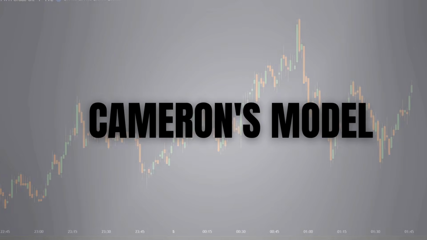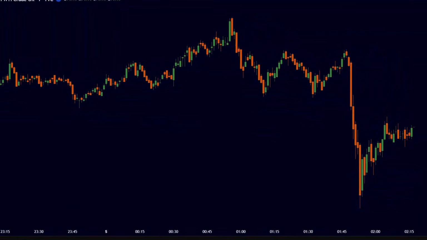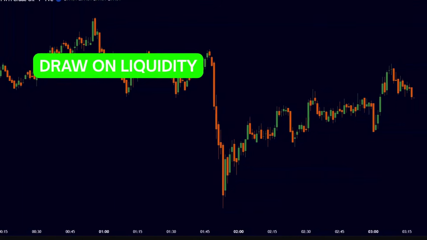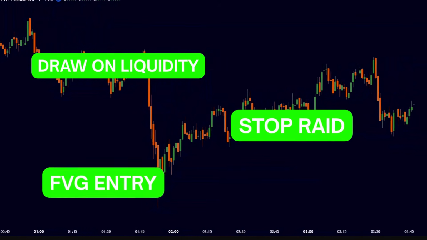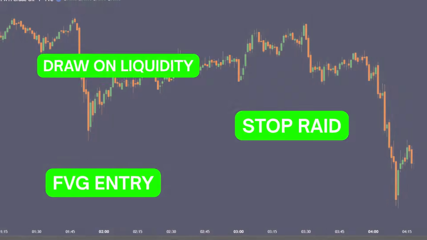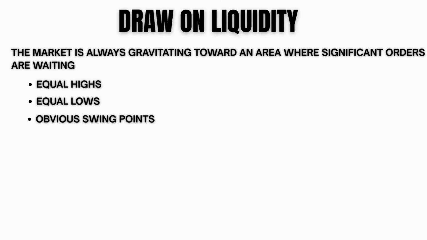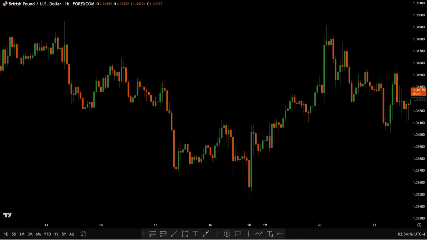Strategy 4. Cameron's model. Cameron's model gives you a very clear, repeatable three-step process: a draw on liquidity, a stop raid, and a fair value gap entry. Draw on liquidity. The market is always gravitating toward an area where significant orders are waiting. Equal highs, equal lows, or obvious swing points. Open the 1-hour chart and identify where price is currently heading. If it's not clear on the 1 hour, zoom into the 15-minute chart.